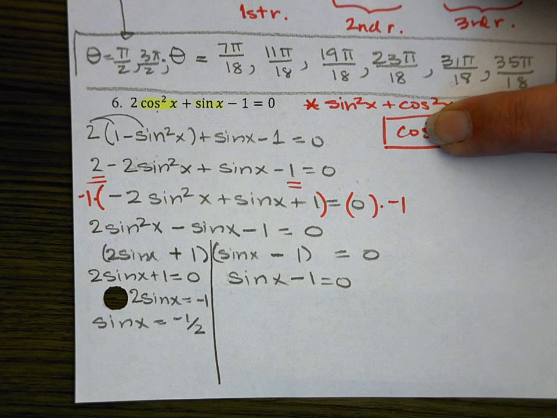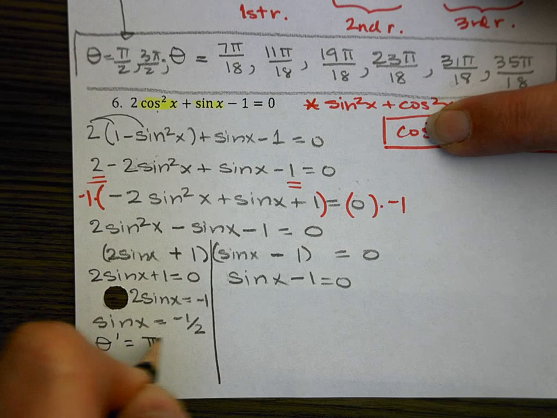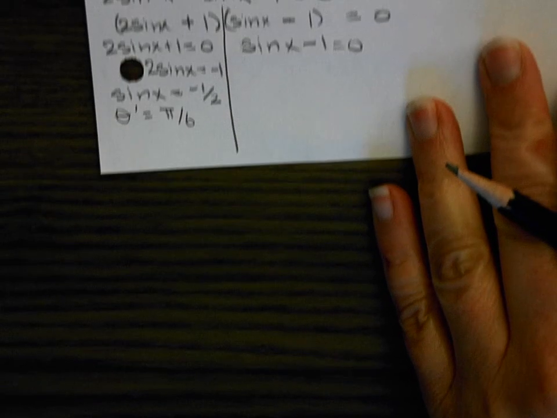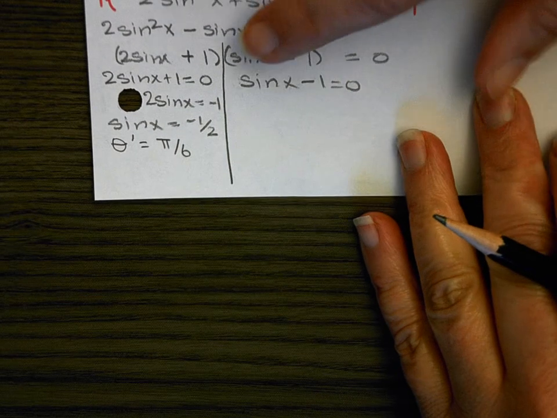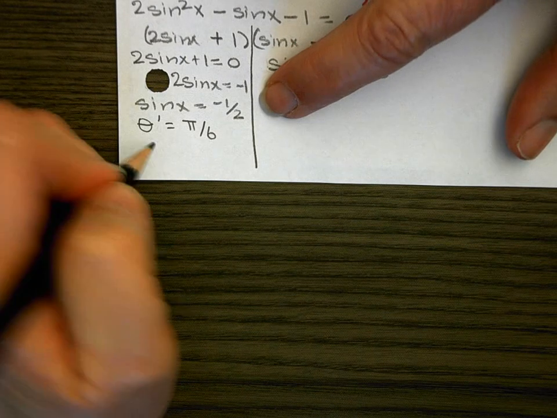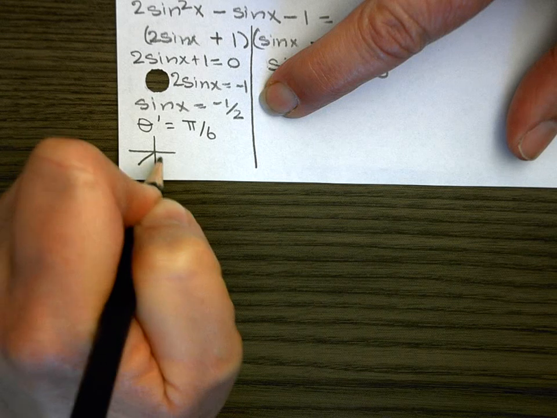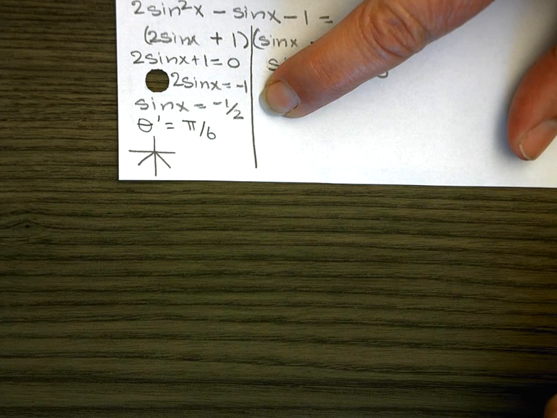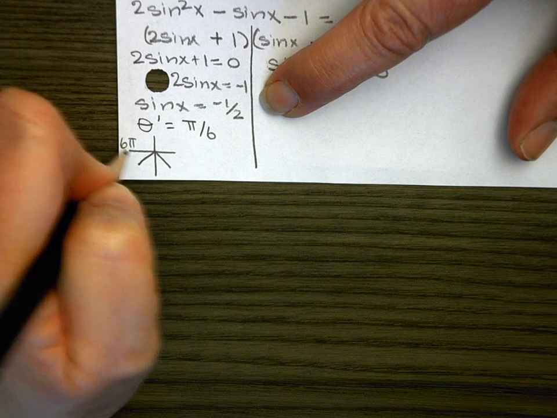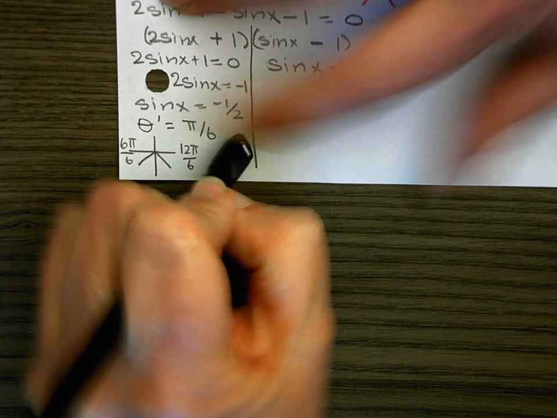And so my theta prime is going to be pi over 6, right? That's my reference angle. So where is sine equal to 1/2? That's at 30 degrees, or pi over 6. And then I know that sine is negative where it is below the x-axis. So that's here and here, because sine is my y value. And so this would be 6 pi over 6, 12 pi over 6. And I'm going to run out of room here, so let me scoot that over.